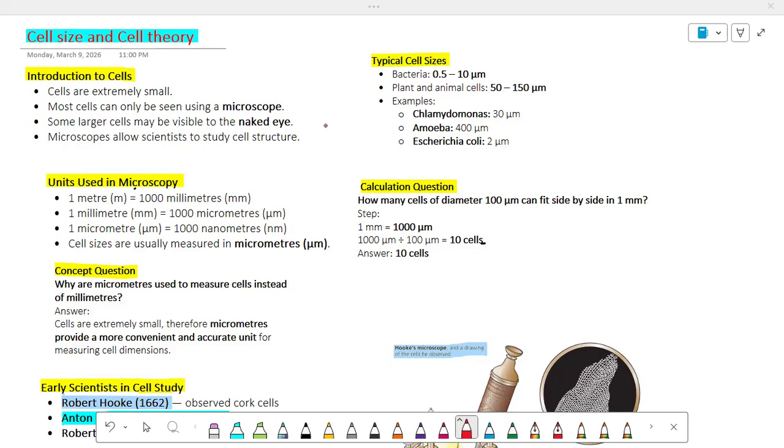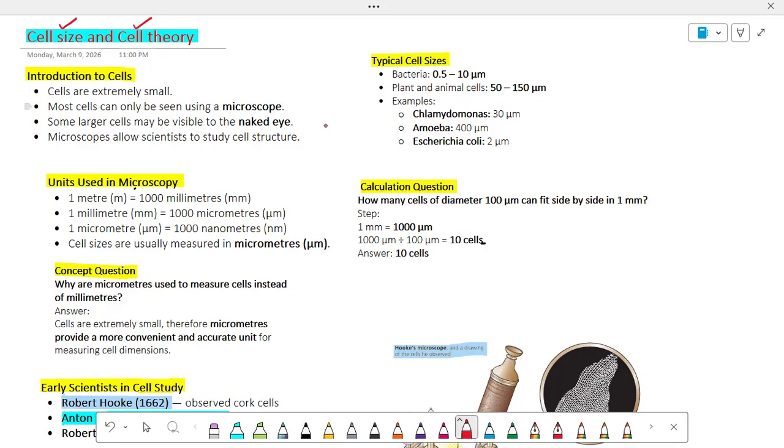Today I am going to demonstrate a very important fundamental topic of cell biology, which is cell size and cell theory. So first we talk about cell size and now move towards cell theory. So first, it's the introduction to cells. As I already discussed in the previous video, the cell is the fundamental unit of life. It is the smallest unit of organisms that we can consider alive.